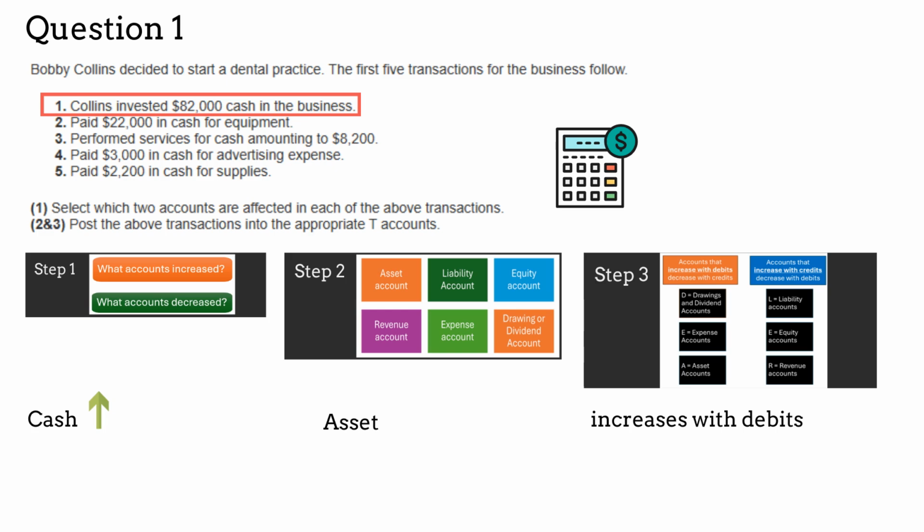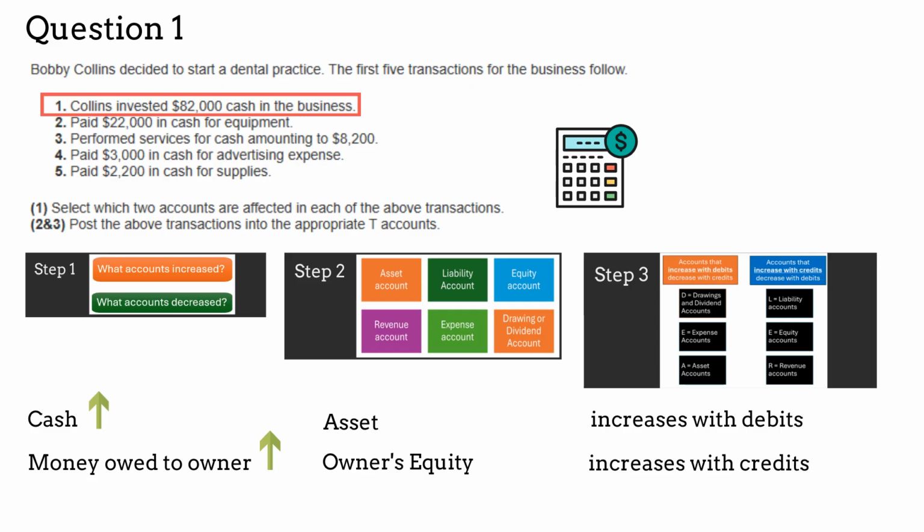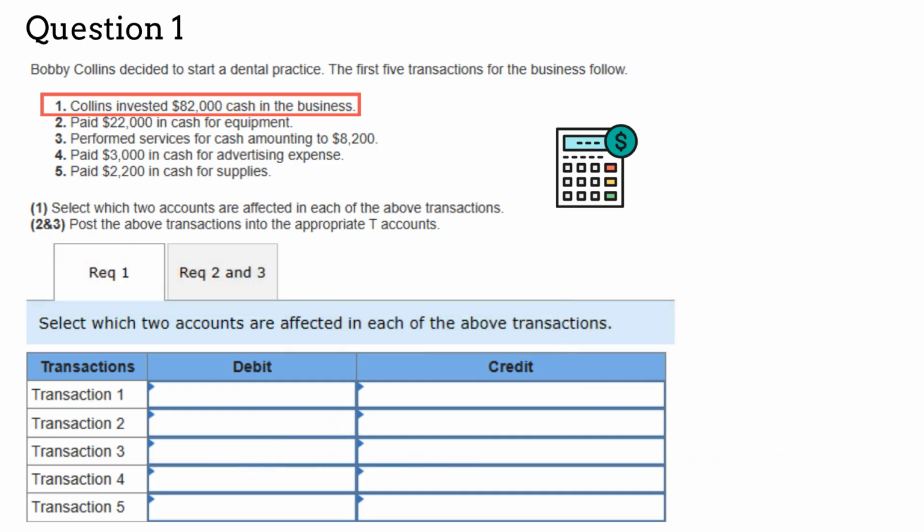Every transaction has at least one debit and one credit. The second part of this transaction is that the business now owes money to the owner of the business. Monies owed to the owners is considered part of owner's equity, and owner's equity accounts increase with credits. That means that we credit capital, a special owner's equity account where we track monies owed to the owner. Let's enter the debits and credits into the form. Debit cash and credit Bobby Collins capital.